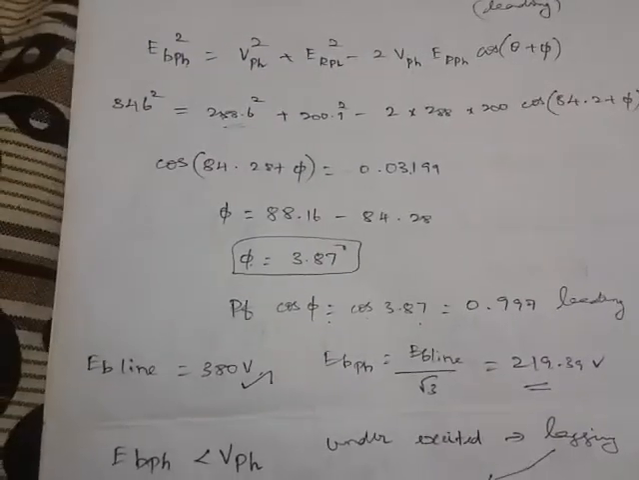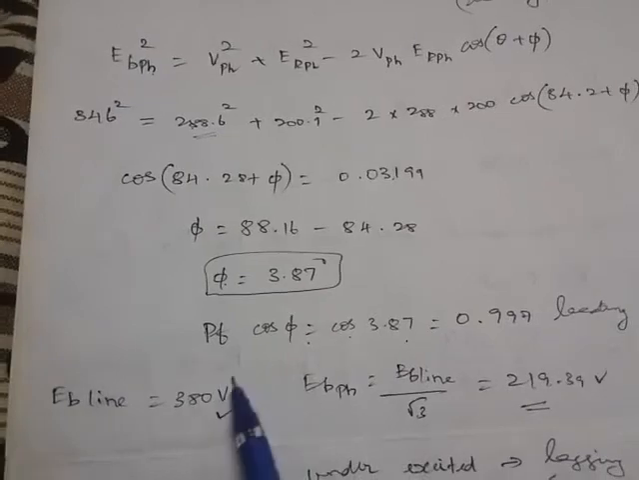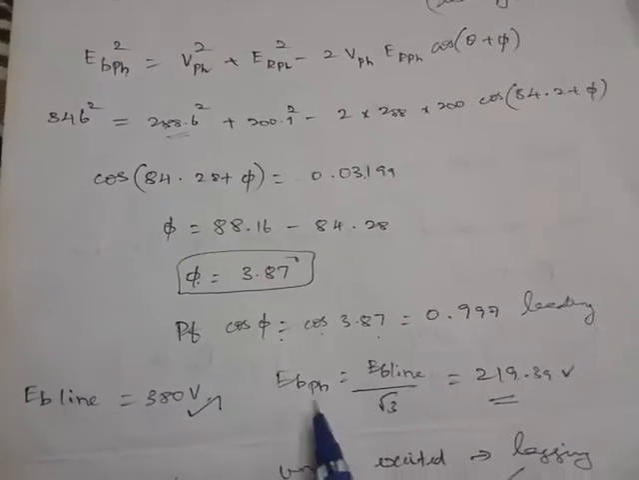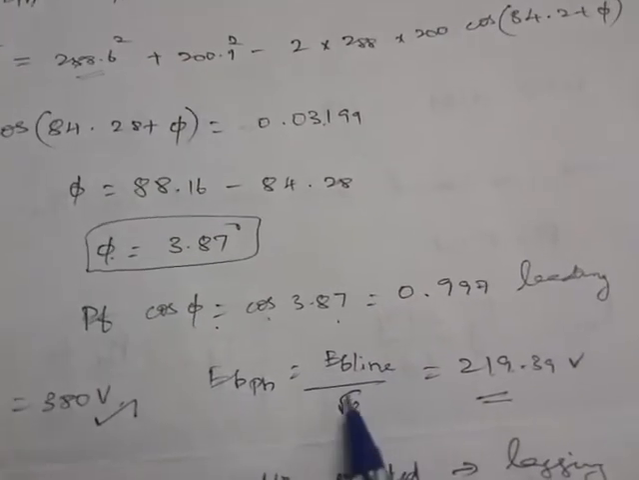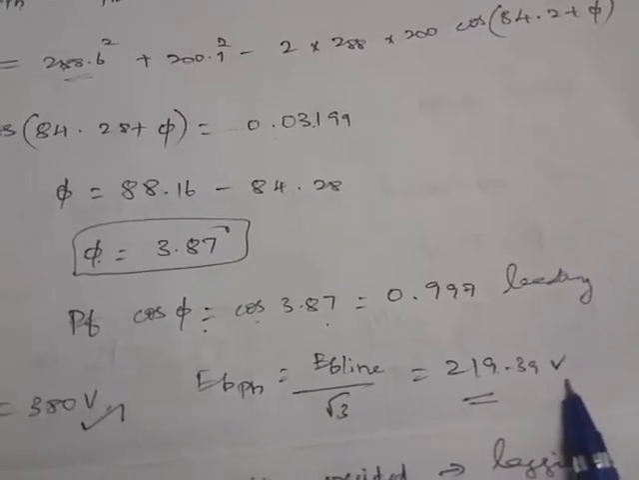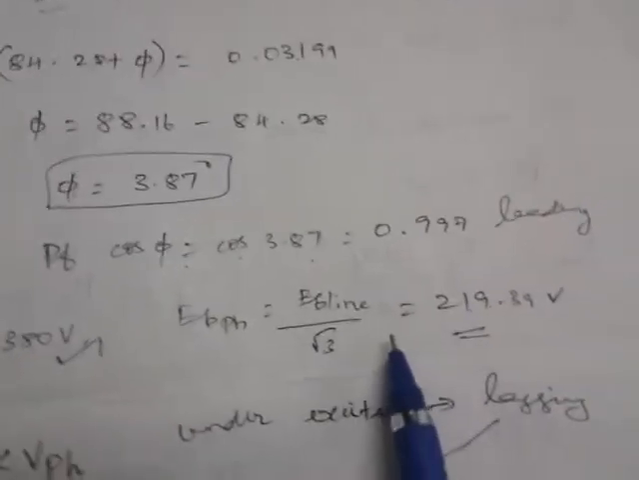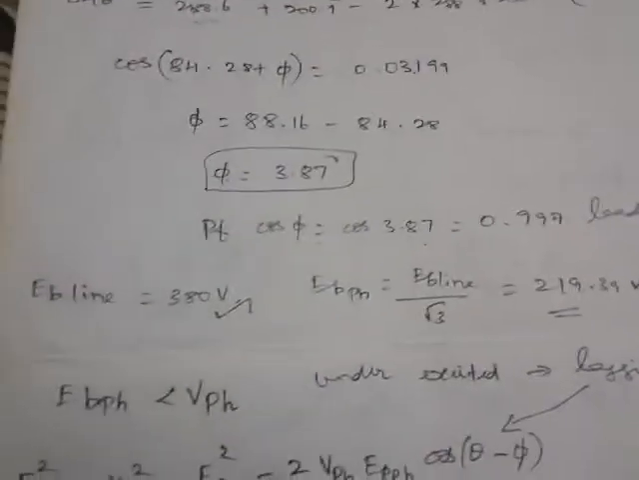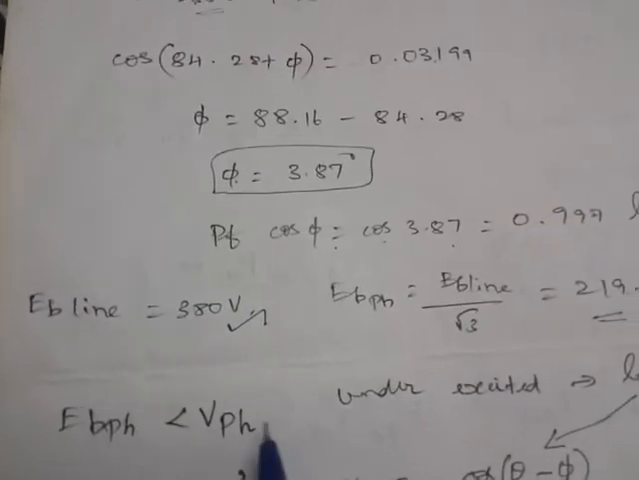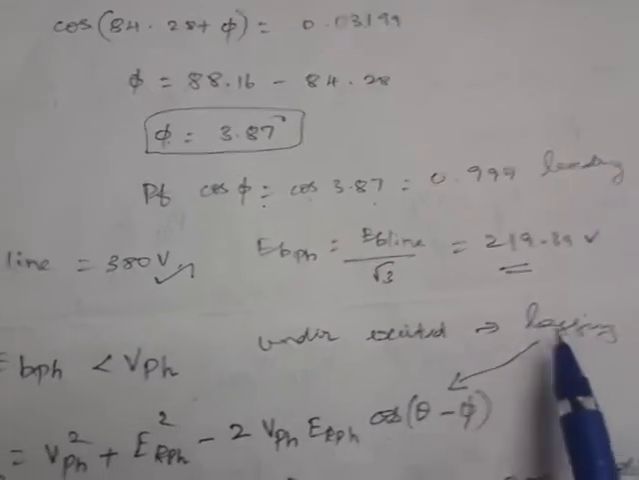And next condition, suppose the back EMF line value is 380 volt. First of all you can change it into phase voltage. EB phase equal to EB line divided by root 3, which is 219.39 volt. See here, back EMF is less than phase voltage, so this is the lagging power condition. EB phase less than V phase, so that is called under excited, that is called lagging power condition.